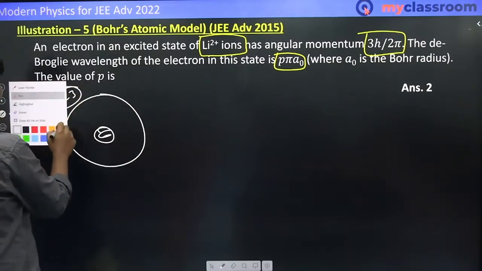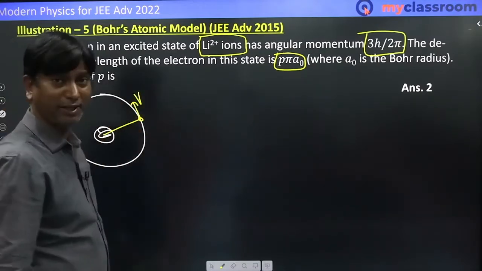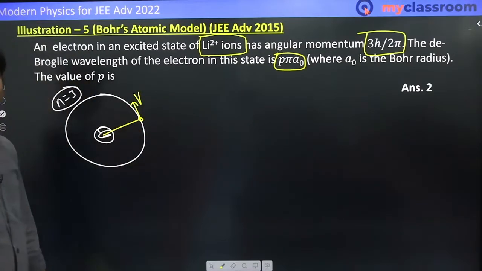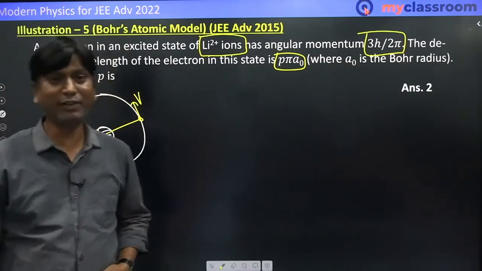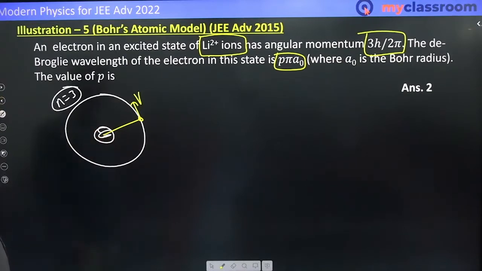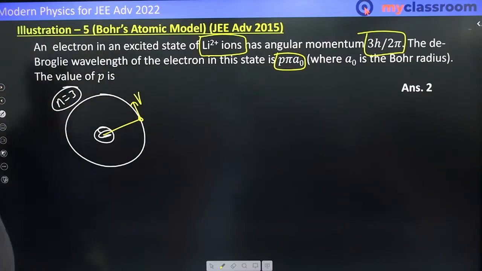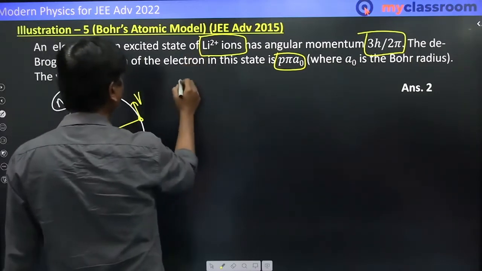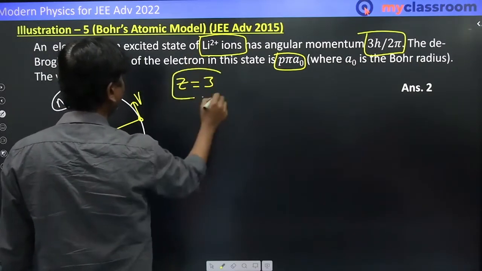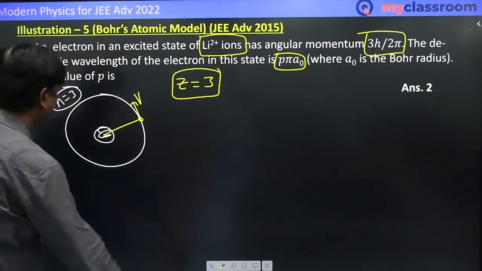Electron is in the n is equal to 3 state and it will have some velocity, so it will have some momentum. Whenever the electron is having some momentum, it will have some de Broglie wavelength associated with it, correct or not? That de Broglie wavelength only they are asking us to find. So they're asking us to find the momentum of the electron. Momentum is m into v, mass into velocity, right? And since it is Li2+, what is the value of Z? Z is 3, lithium ion, Z is 3.